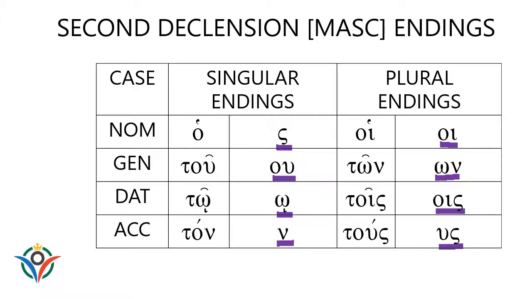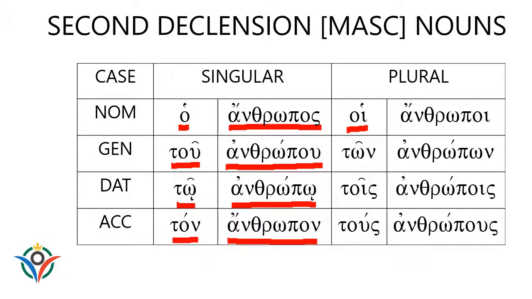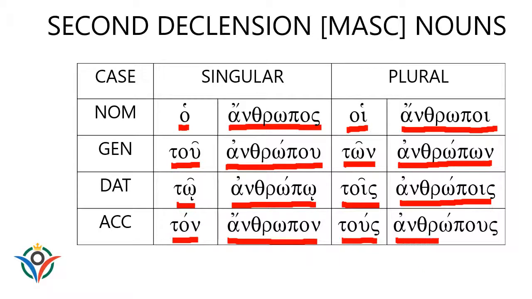Okay, so you're going to see that these endings are very similar to the articles, but let's take these endings now and attach them to a stem and see how they work. Welcome to the marriage between the article and the noun. It's what we've all been waiting for. So what I'll do is read these for you and then make some observations. The nominative singular is ho anthropos, genitive tou anthropou, dative to anthropo, accusative ton anthropon. The plural nominative hoi anthropoi, genitive ton anthropon, dative tois anthropois, and the accusative tous anthropous.